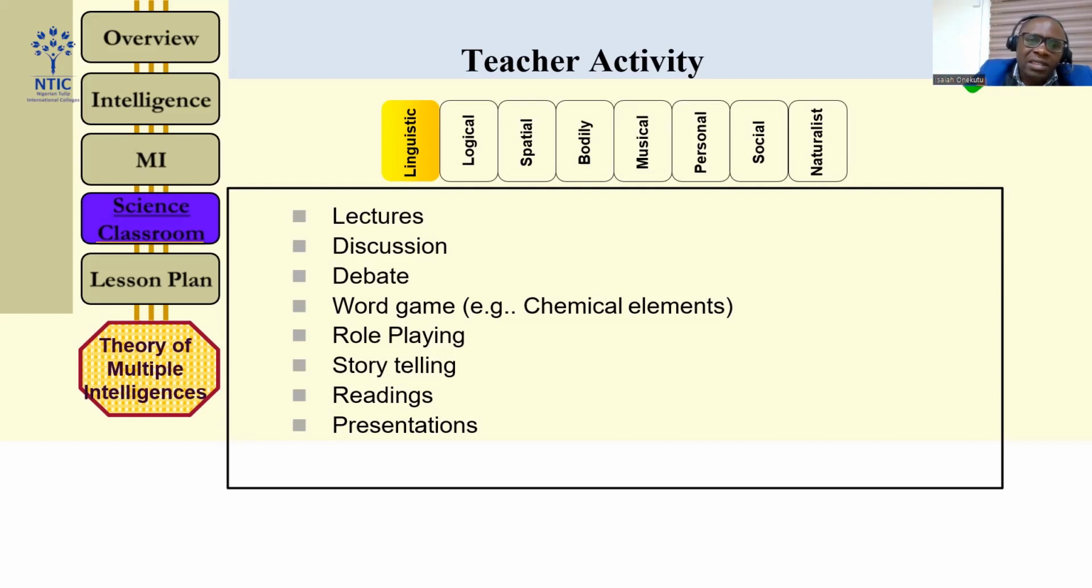Now, it brings about variety, and of course, variety is the spice of life. When there's variety in the lesson, students don't get bored, they don't get tired, they don't get fed up. They always want more and more.